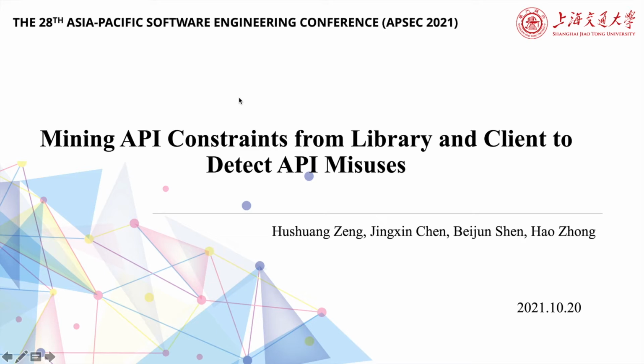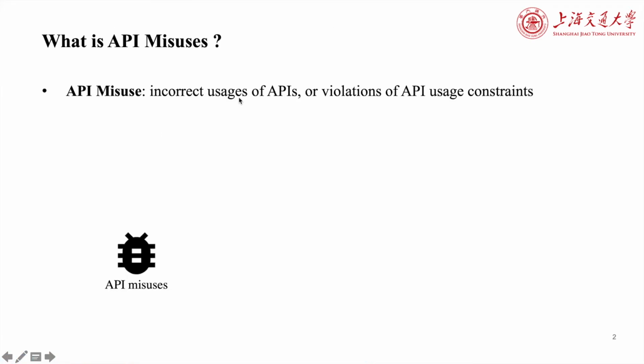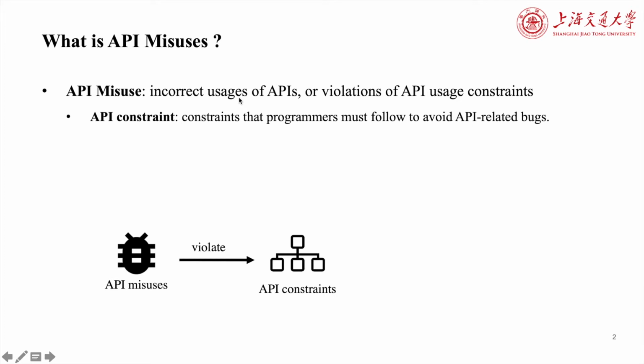Its name is Mining API Constraints from Library and Client to Detect API Misuses. Let's look at what is API misuse first. When invoking APIs, programmers must follow their constraints to avoid API-related bugs. Incorrect usages of APIs, or violations of API constraints, is called API misuse.